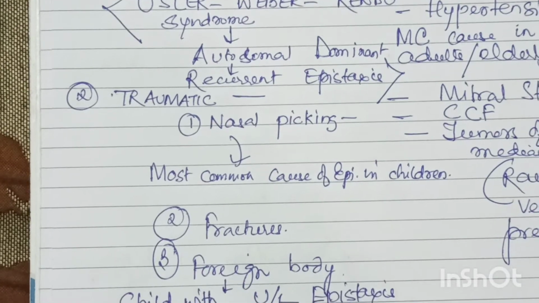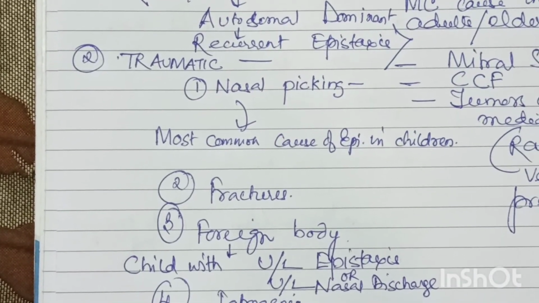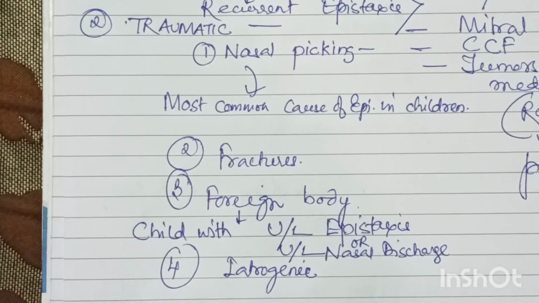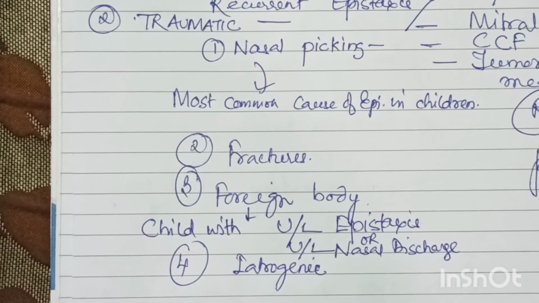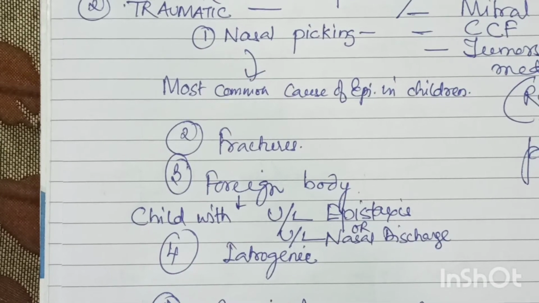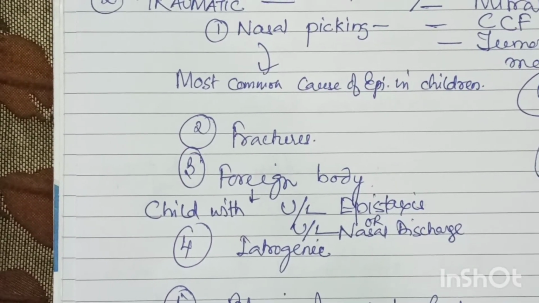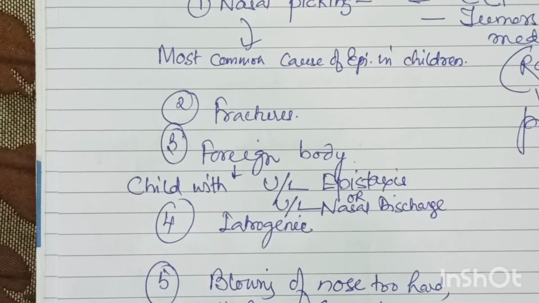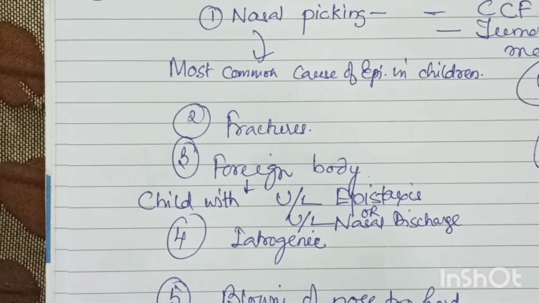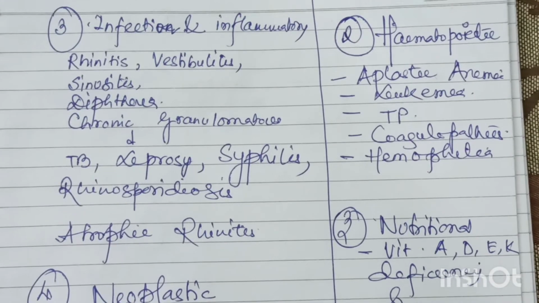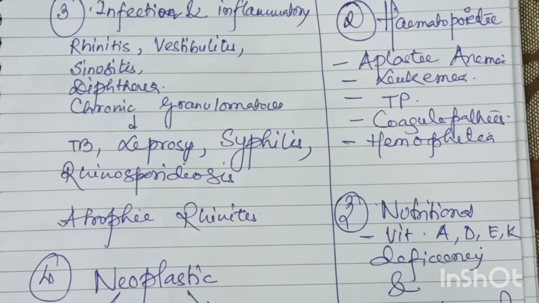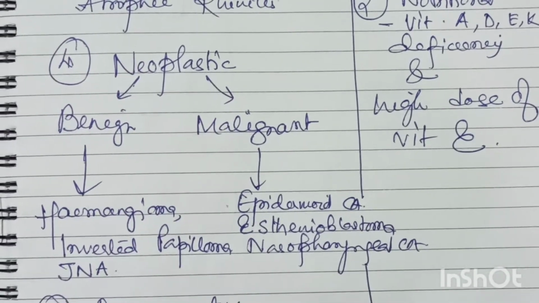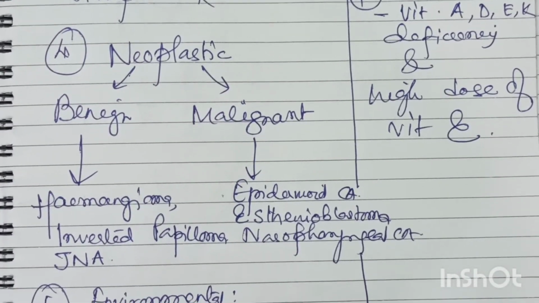The second traumatic cause is any fracture. Then foreign body. You should remember, if a child has presented with unilateral epistaxis or unilateral nasal discharge, do suspect a foreign body. The fourth one is iatrogenic. The fifth one is blowing of the nose too hard or violent sneezing. The third one is infective and inflammatory causes, as I have described here. Neoplastic, it can be divided into benign and malignant. So these are the causes.